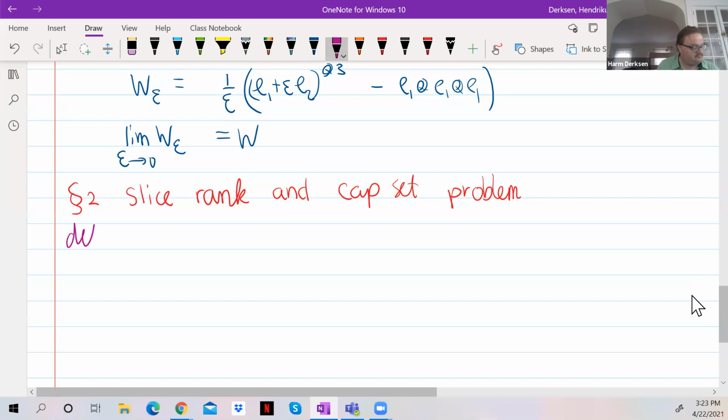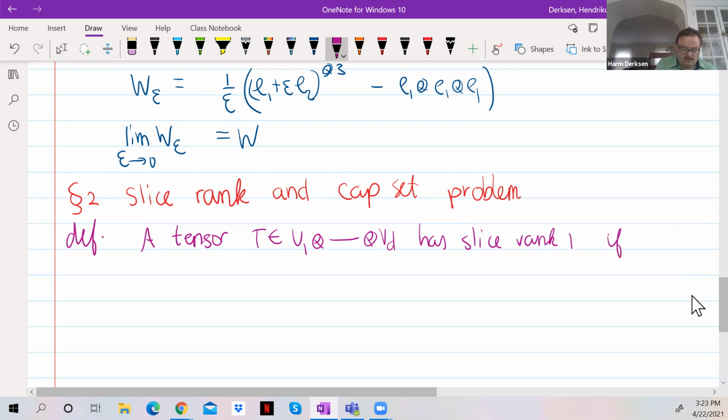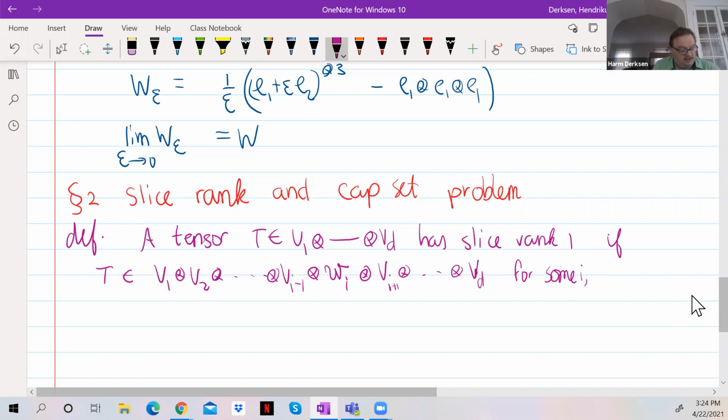First, let me define what it means to be slice rank one. A tensor T has slice rank one if T lies in a set of this form. And here I just put one vector, for some i and some vectors w_i and v_i. If you think of this as some kind of hypercube, then the support of this T lies somehow in some slice. Anyway, that's probably why it was called slice rank.